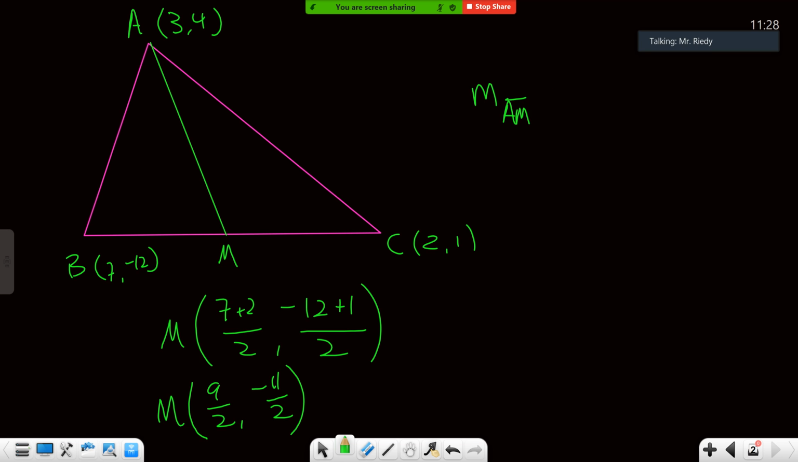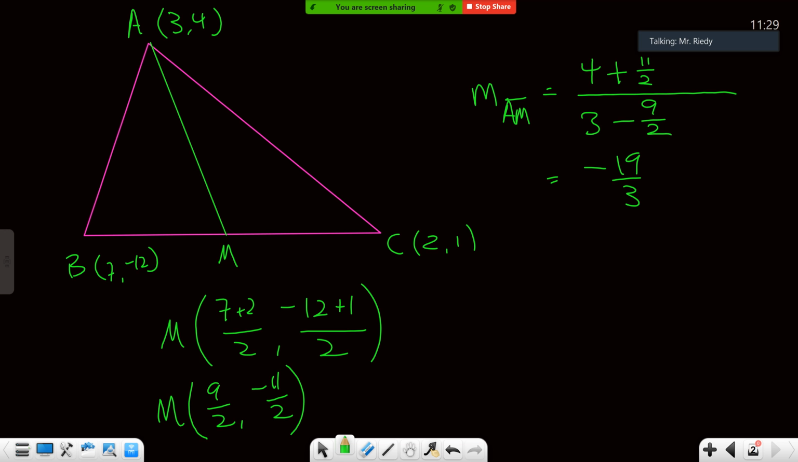So the slope of AM is equal to (4 - (-11/2)) / (3 - 9/2). All right, and I don't want to play around with those fractions, so I'm just going to pick up my calculator and do it on the calculator. 4 plus 11 halves divided by 3 minus 9 halves gives me a slope of -19/3. Okay.